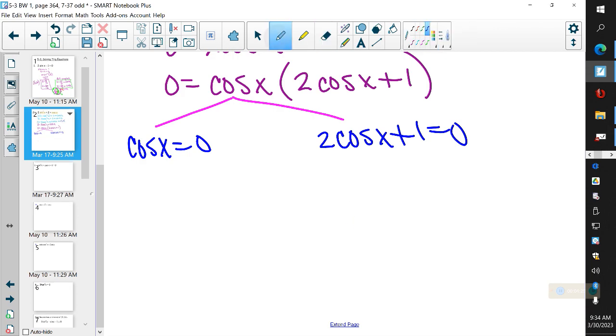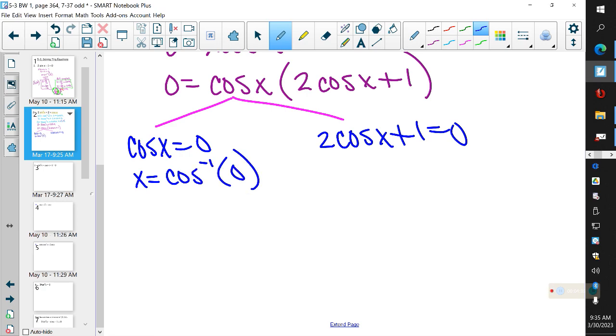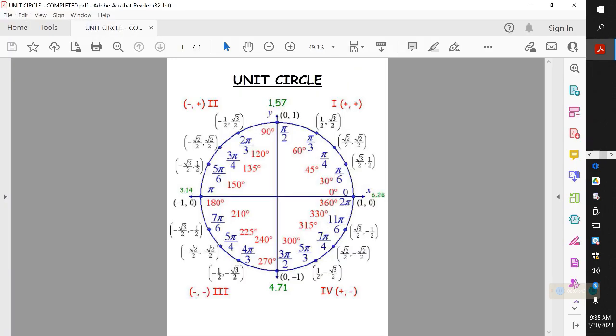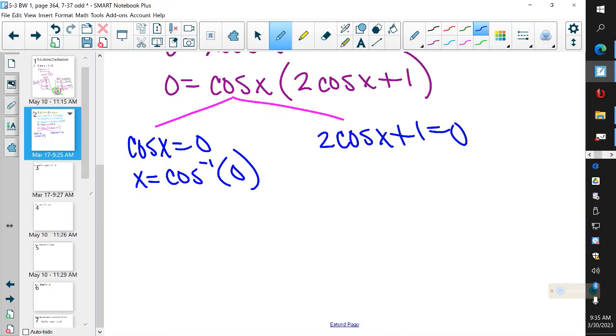Okay? So this means that x is equal to the cosine inverse of 0. So where on the unit circle is my x value going to be 0? If you come over here to our nice little unit circle, where is your cosine 0? Your cosine is 0 at pi over 2 and 3 pi over 2. So let's go back over here and write that down. Now, those are my answers if you're between 0 and 2 pi.